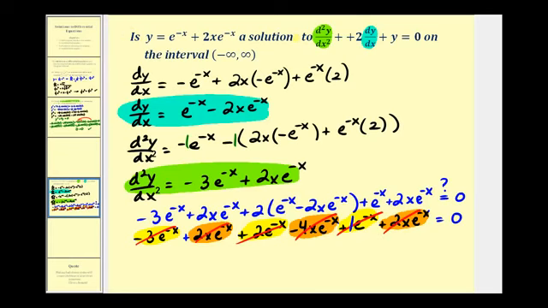Which verifies that the given function is a solution, since we've just verified that 0 equals 0, which is what it takes to show the given function is a solution to the differential equation.